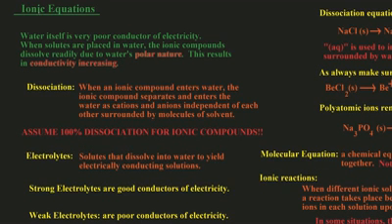Today we're going to be looking at ionic equations. Water itself is a very poor conductor of electricity. However, when we put ionic solutes in water, these ionic compounds will dissolve readily in water due to its polar nature. Now, some ionic solutes will dissolve more than others depending on their solubility.